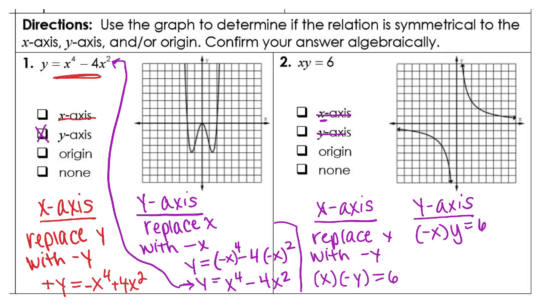For the origin, we replace both. To check symmetry about the origin, we need to plug in both negative x and negative y to see if we end up back with the original equation. And for this one, we will. So the origin is what we're symmetric about for number 2.